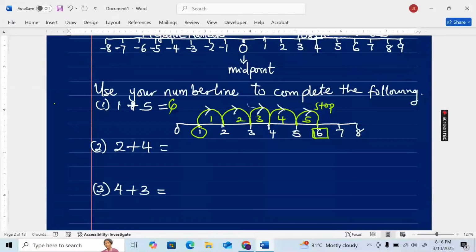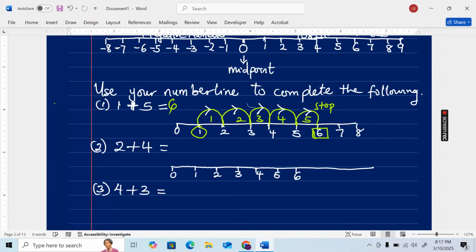All right, so let's move on to the second one. Still using the number line, we're going to complete the following: 2 plus 4. So let's draw the number line. 2 and 4 are positive numbers, so I don't need a negative number on my number line. I'll go ahead and number the number line: 0, 1, 2, 3, 4, 5. Make sure your numbering is neat. 6, 7, 8, 9. You can decide to go on. 10.